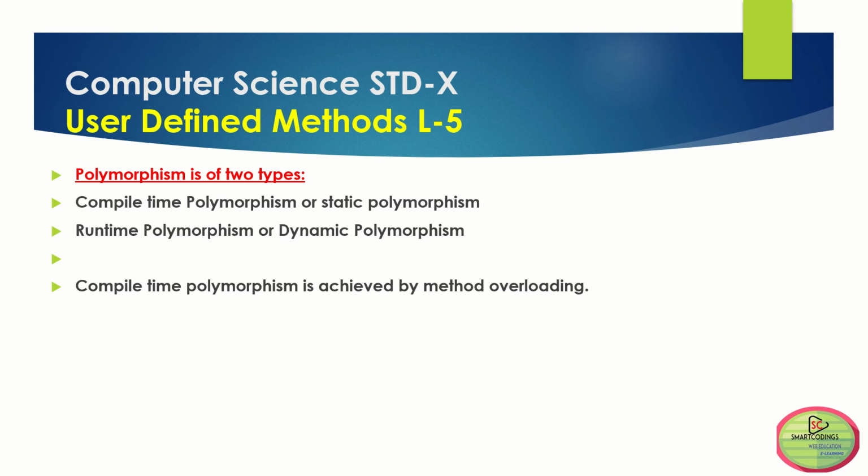Compile time polymorphism is achieved through method overloading, which I will be covering today, and runtime polymorphism is achieved by method overriding. It is not in your syllabus, students. If you want a video for this also, do comment in the YouTube comment section. I'll be making a video for you to make you understand this topic, method overriding.